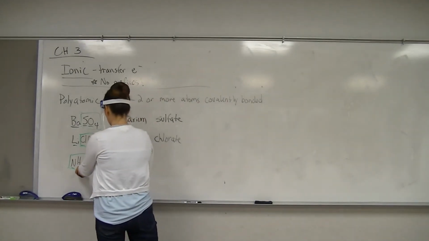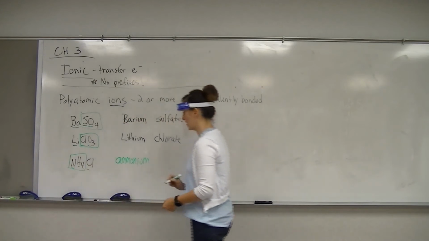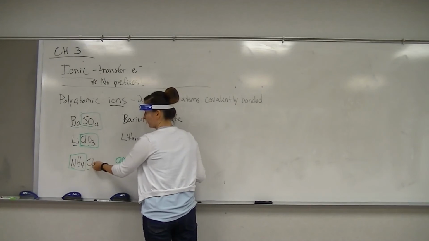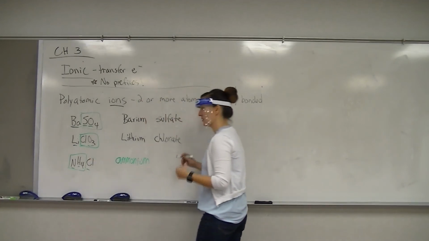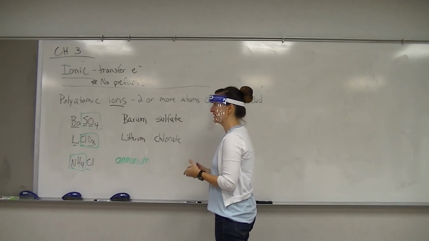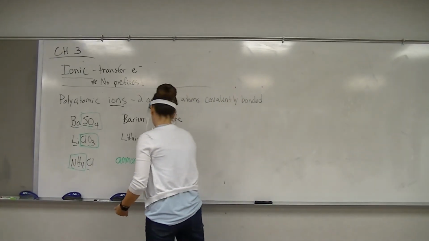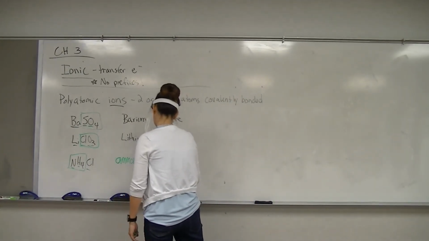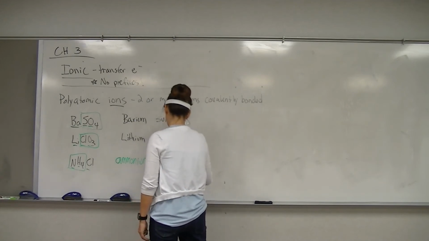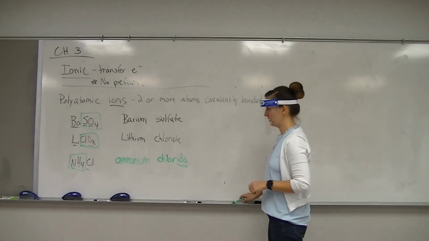So NH4 is ammonium. Switch back to my black marker, that's okay. And then now we have it with chlorine. So chlorine's the second part, it's the anion portion. So we can't just write chlorine, we need to add that IDE ending just like we did for our original binary ionic compounds. So chlorine is going to become chloride, the IDE ending. Ammonium chloride would be the name for that one.